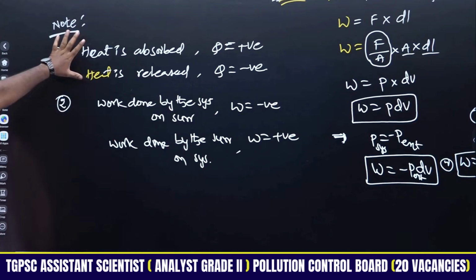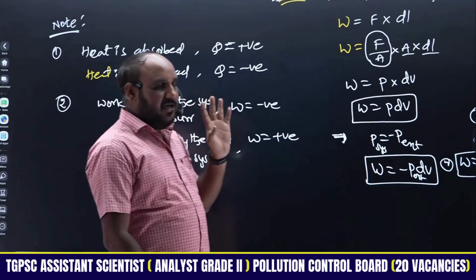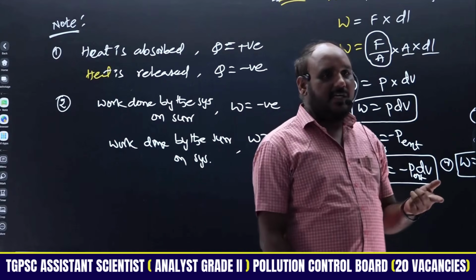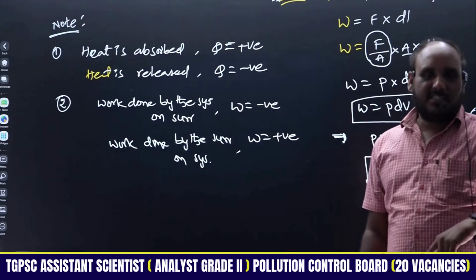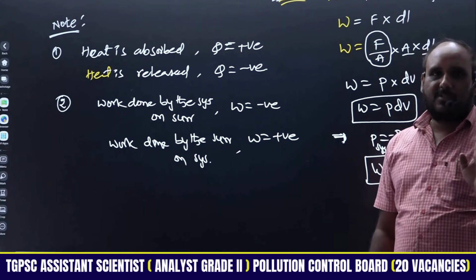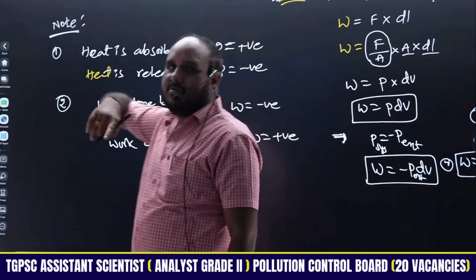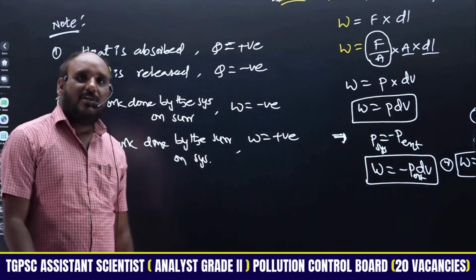What is the relation between the heat and work? If heat is absorbed, Q is positive. If heat is released, Q is negative. If work is done by the system, W is negative. Work done on the system, W is equal to positive, right? So when Q is negative, Q is positive. When W is negative, W is positive.